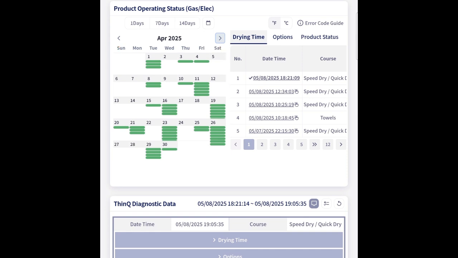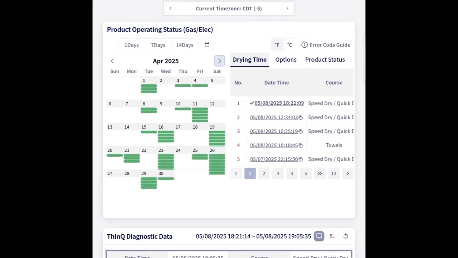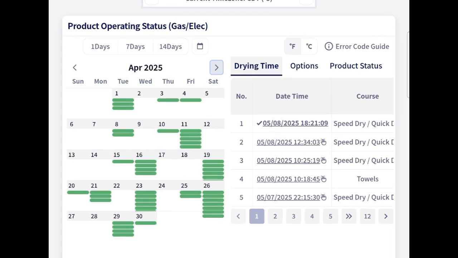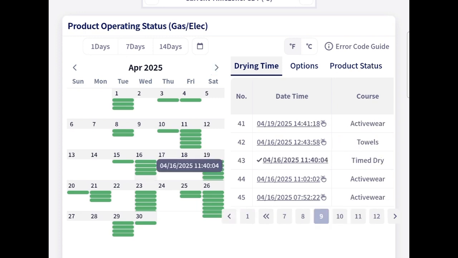Anywhere under each date that you see a green bar, or sometimes yellow bars if there was an issue during the cycle, anytime you see a bar under the date, that is an individual cycle that was run. For example, if I touch in here on the 16th, on the right side of the screen, it loads the 16th data for us, and we can scroll through and see some information here.